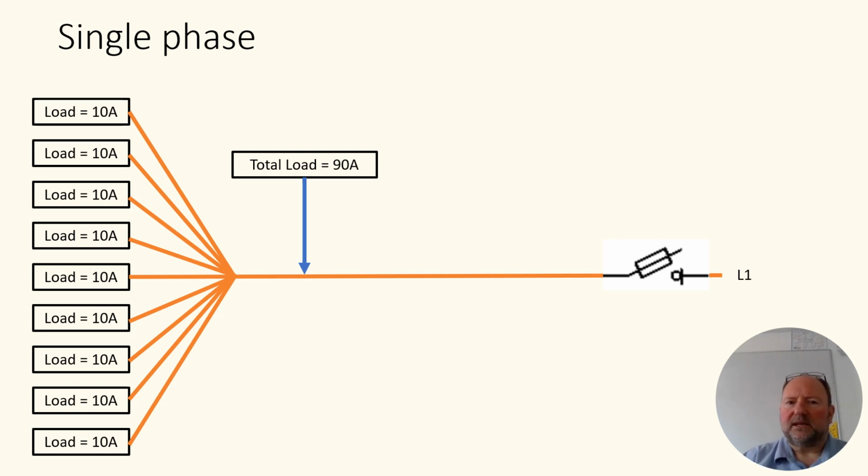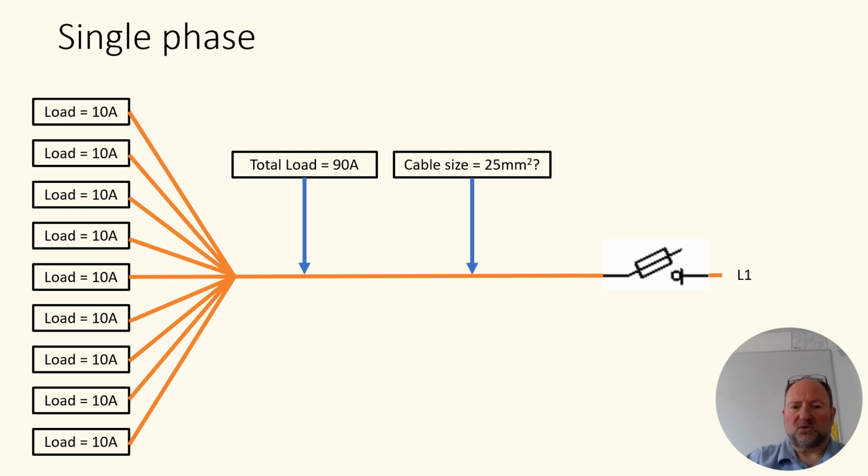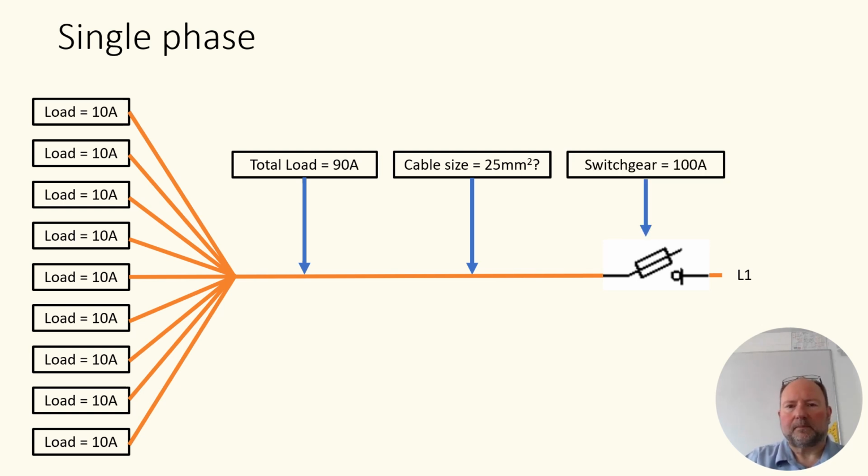So if you think for a minute about the size of cable that is actually going to need, what size cable is going to take 90 amps? Probably something like 25 mil, depending on what the cable is and what the installation conditions are, but I would guess something around 25 mil for that. Quite a big conductor. And because the load is 90 amps, you're certainly going to need 100 amp switchgear. Now let's compare that to a three-phase system.